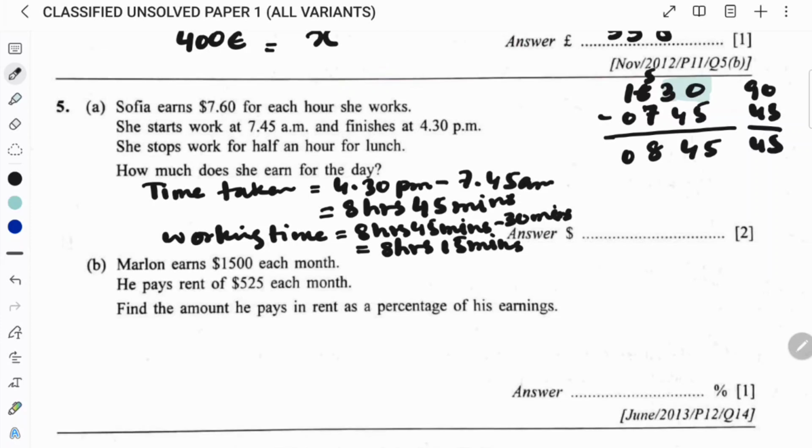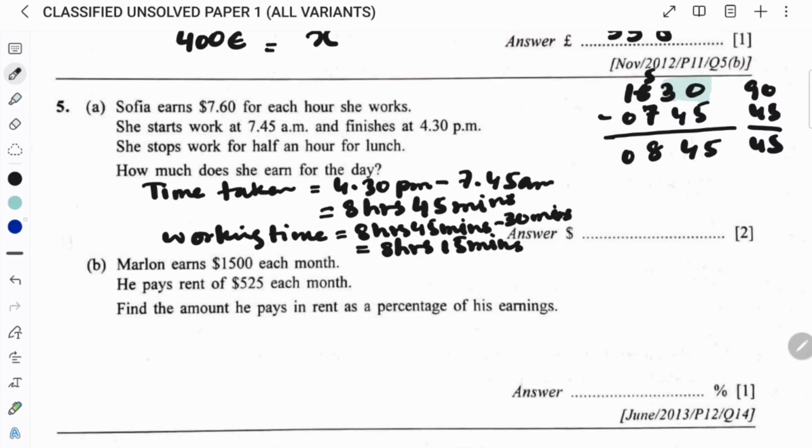Now read the question again. Sophia earns $7.60 for each hour she works. She starts work at 7:45 and finishes at 4:30 p.m. So she works for 8 hours 40 minutes, and she stopped for 30 minutes for the lunch. It means that she worked for 8 hours and 15 minutes. Okay, so 8 hours and 15 minutes, and for each hour she's earning $7.60. So you will have to multiply by 7.60. So 15 minutes means 0.25.